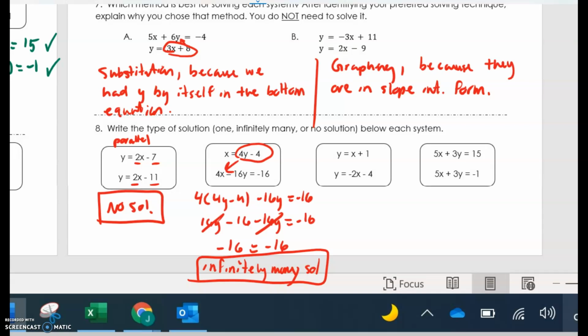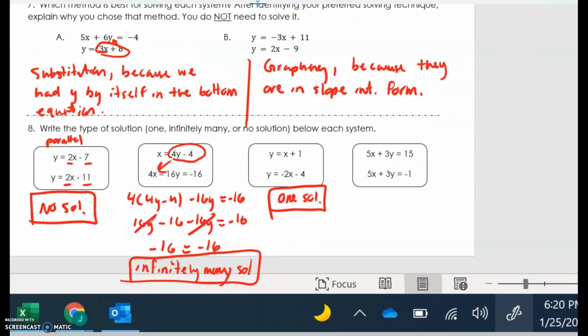The next one, these are in slope-intercept form. These are not parallel lines, and they're not the same line, so this one's going to have one solution. They're going to cross somewhere. I don't have to find it. I just need to say what type, right? So I know those lines will cross, so one solution.